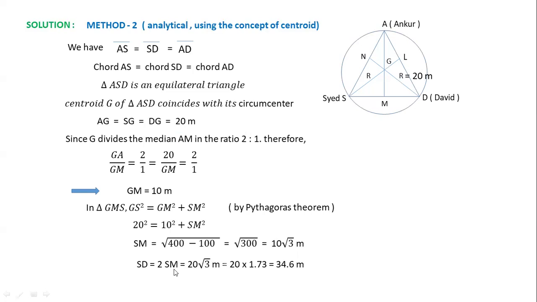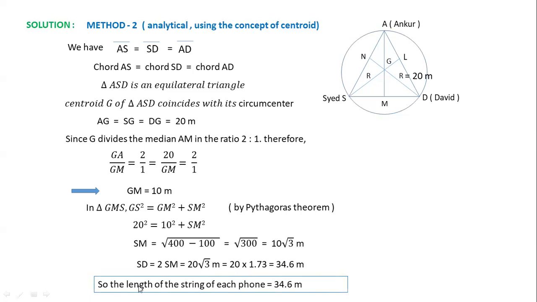Okay. So SM is equal to 10 root 3. Now we want to find SD, not SM. SM is half of that because M is the midpoint. So SD is equal to twice SM. So 2 into 10 root 3 means 20 root 3. That is 20 into 1.73, which is 34.6 meters. So the length of the string of each phone is 34.6 meters. So this was using the concept of centroid. Clear?